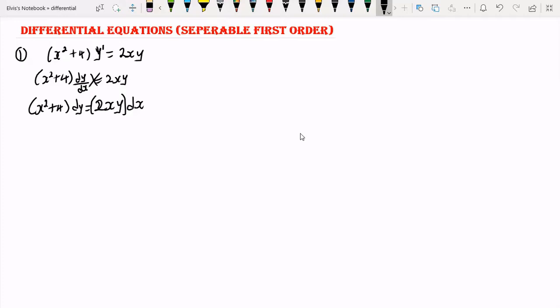Now the next step is to separate the variables. On one side we only want y variables, and on the other side we only want s variables. How can we do this? We need to divide both sides by (s squared plus 4) times y, so that we can separate the y and the s variables.